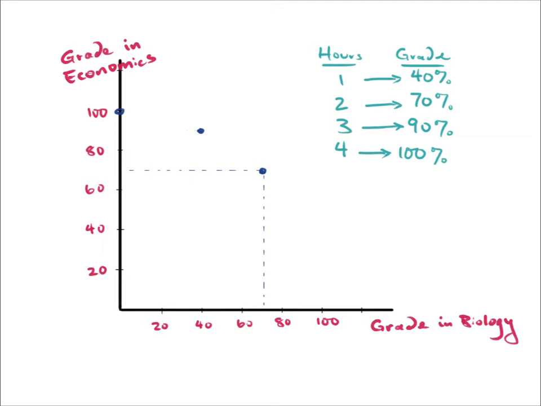Okay, and then I'm going to continue. Another option available to the student is spending 2 hours on econ and 2 hours on biology. And so that gives a grade of 70 on each. Okay, so that's this point right here, 70 on econ, 70 on biology. Okay, and I'll continue to graph out these points that are available to the student. And once I graph them all, here they are. Okay, got it?